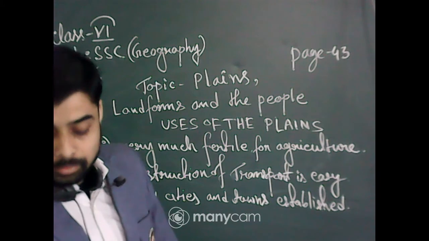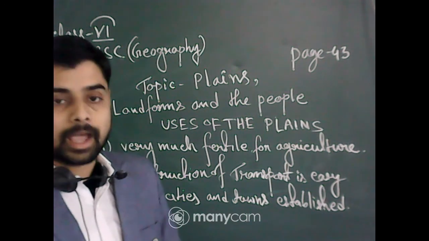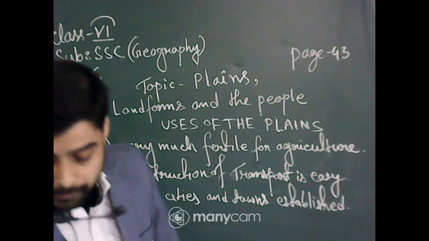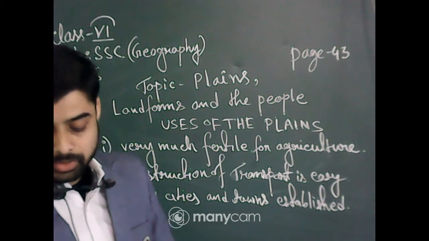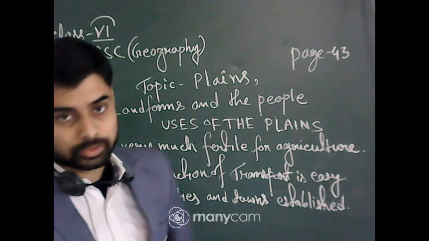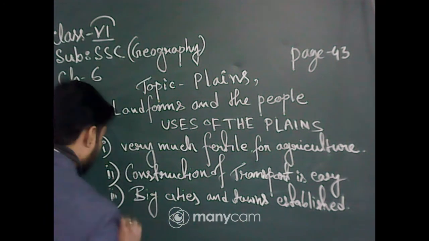So, plains are most useful for human habitation. There is a great concentration of people as more flat land is available. It is also useful for building houses.